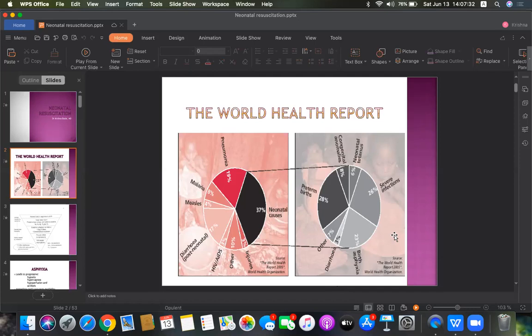What I would like to highlight here is birth asphyxia. 23% of the mortality in the neonatal age group is because of birth asphyxia or hypoxia at the time of birth, and a good resuscitation at the time of birth can probably save those babies. That is the importance of neonatal resuscitation. Not only birth asphyxia, but even preterm babies need resuscitation at the time of birth. Even with congenital anomaly, some of them may need resuscitation at the time of birth.